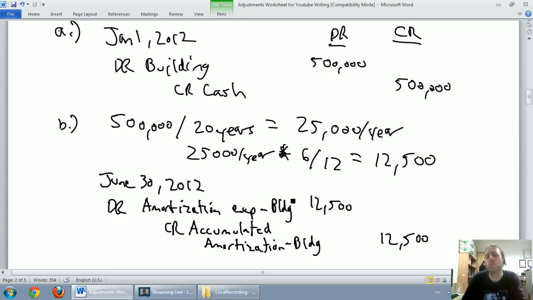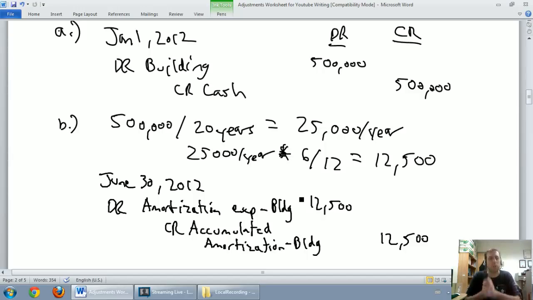Now, a lot of times students get this wrong in my class. They go debit amortization expense building, and then they just credit the building directly. That's not the way we do this adjusting journal entry. You'll just have to remember, always for amortization expense, the journal entry looks identical. Debit amortization expense, credit accumulated amortization of whatever it is you're amortizing. It could be a building, equipment, a car, it doesn't matter. Always the same journal entry.